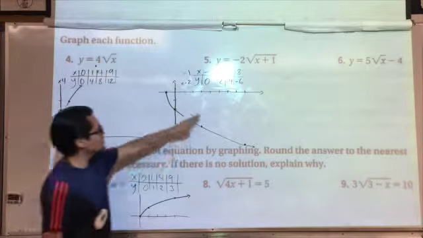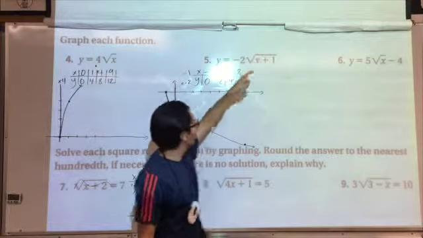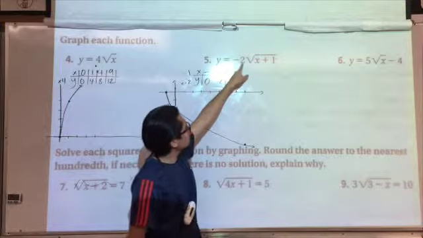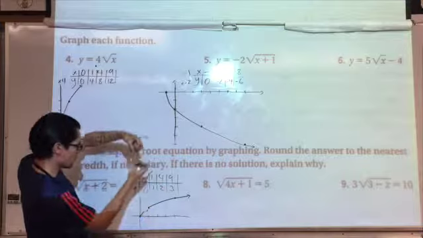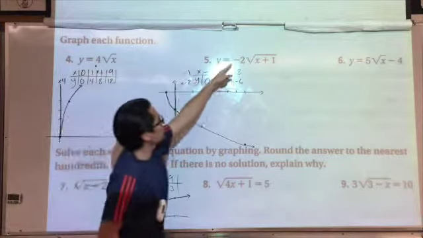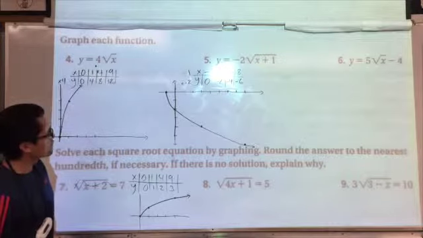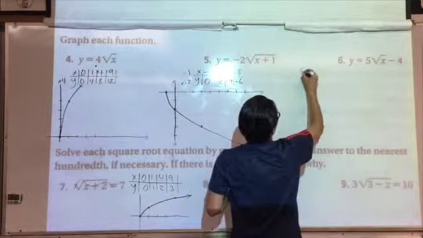Okay. So what happened to the parent function to become this? It got shifted to the left by 1 unit. So instead of starting at the origin, it starts here. It also got stretched by a factor of 2. That's why it went this way. And it also got reflected across the x-axis, and that's how it landed like that. Okay, so 3 different things happened to it.